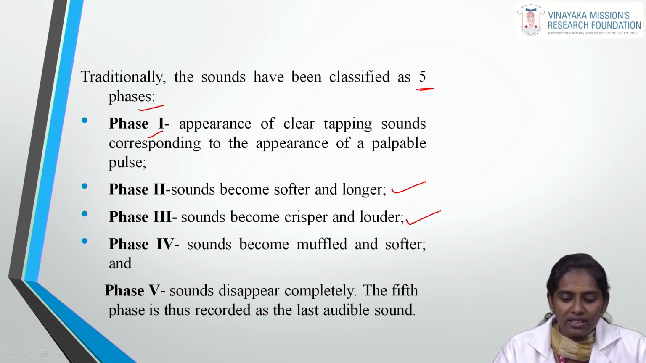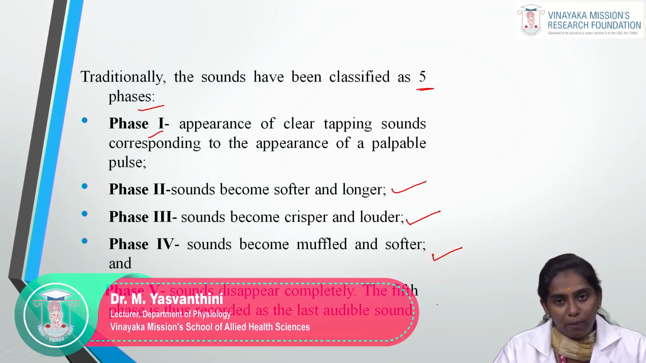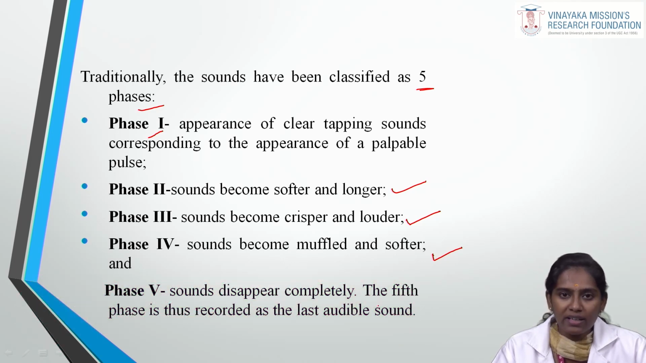Then in phase 3 your sound becomes crisper and louder, you will be hearing sounds so crisply. Then in phase 4 the sound becomes muffled and softer. Then in phase 5 sounds disappear completely. In phase 5 what will happen? The sounds will disappear completely. The fifth phase is thus recorded as the last audible sound. Fifth phase is the last audible sound.